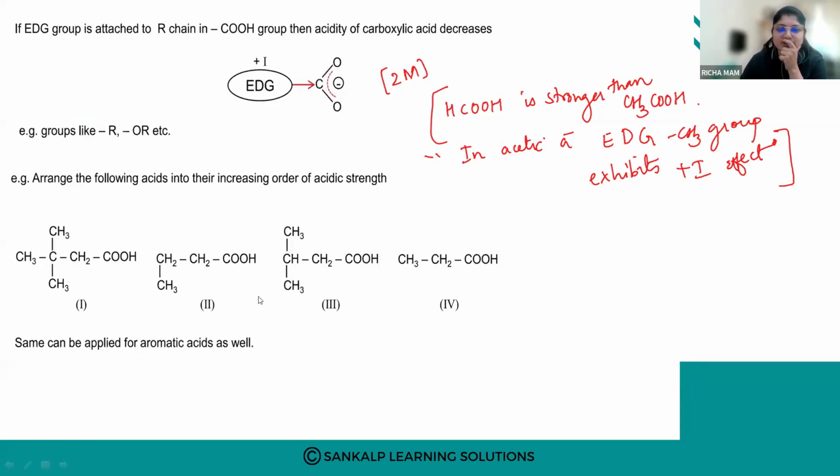So, the effect of substituents on the acidity of aromatic carboxylic acids. The presence of an electron withdrawing group, what will it do? If there is an electron withdrawing group, it will increase the acidity.